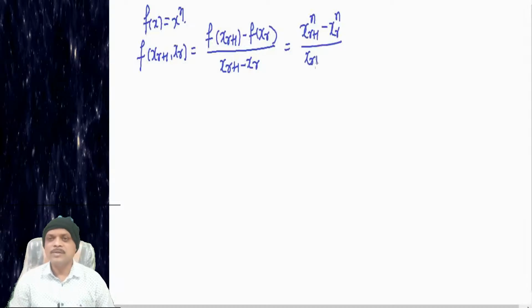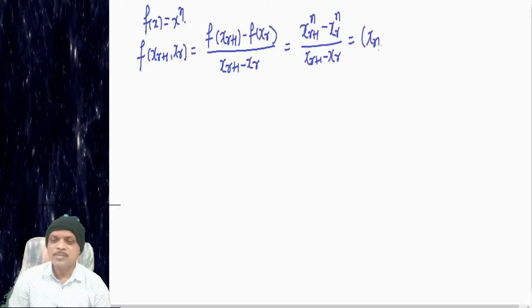Now one common factor is x_{r+1} minus x_r. So we cancel out that common factor from the numerator, and we now have x_{r+1} raised to n minus 1, plus x_{r+1} raised to n minus 2 into x_r, plus x_{r+1} raised to n minus 3 into x_r whole square, plus x_{r+1} x_r raised to n minus 2, plus x_r raised to n minus 1.